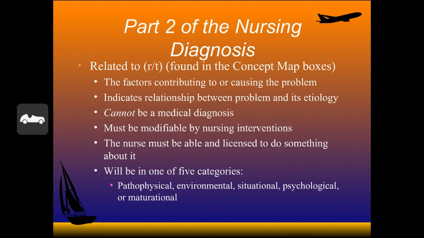The related to, or what's causing it, must be modifiable by nursing interventions. For example, if pain is related to pressure from laying on the right side, it can be modified by a nursing intervention of turning the patient every 2 hours. That would relieve that pressure and help decrease the patient's pain. The nurse must be able and licensed to do something about the related to. So again, if the related to was the pressure that was causing the pain, a nurse is licensed and able to turn that patient every 2 hours.